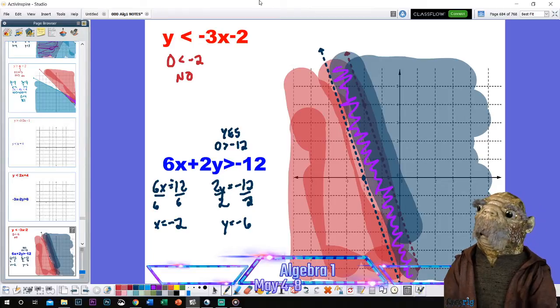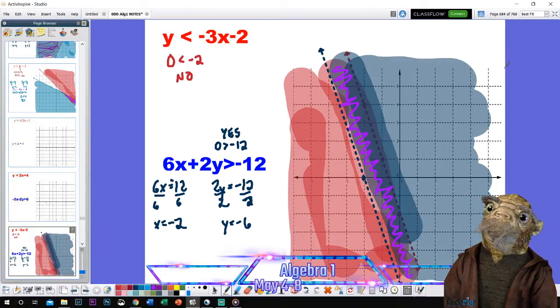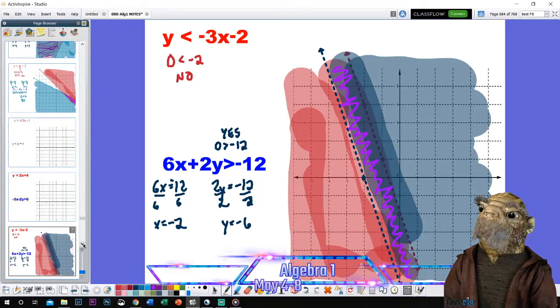Now let's pretend everything was actually pointing the opposite direction. So if the blue had been pointing the other way and the red had been pointing the other way for the inequalities, you would have had a white section in here and they would not have overlapped. If they do not overlap, your answer is no solution.